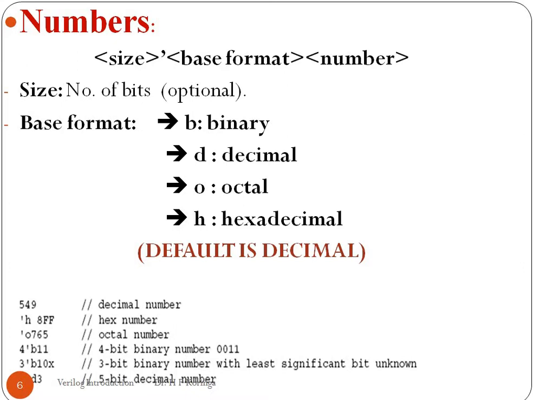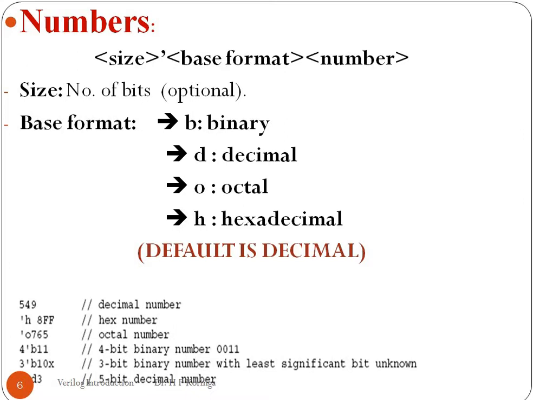Base format: as discussed, in Verilog we can enter data in four number systems. B is used for binary, D for decimal, O for octal, and H for hexadecimal. If you do not specify the base format, then by default it takes decimal.